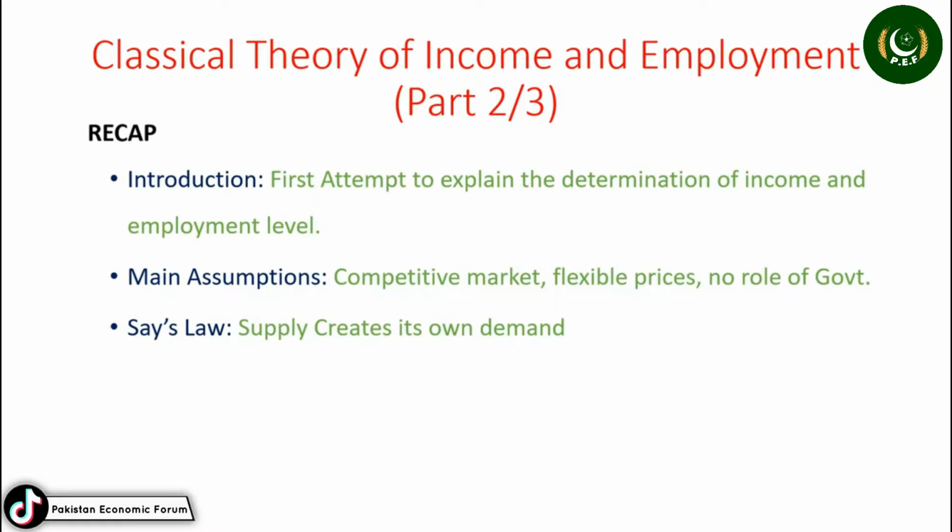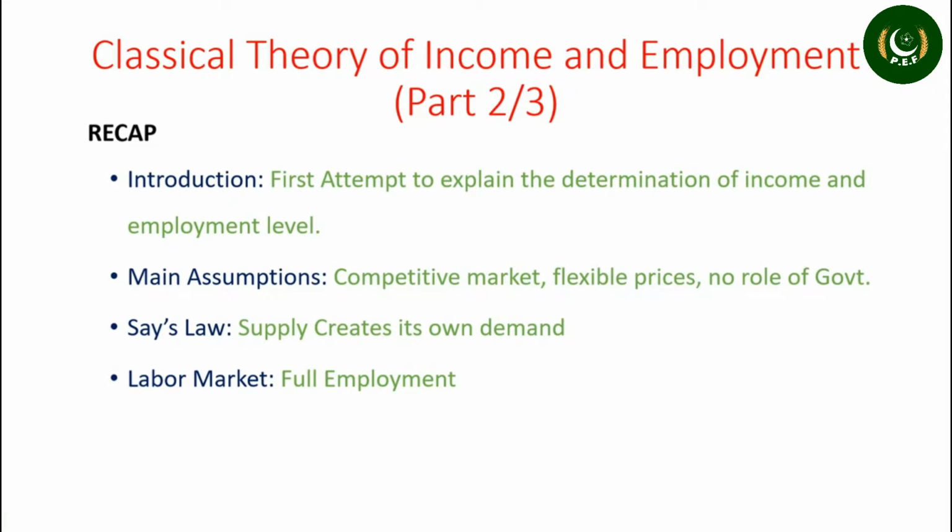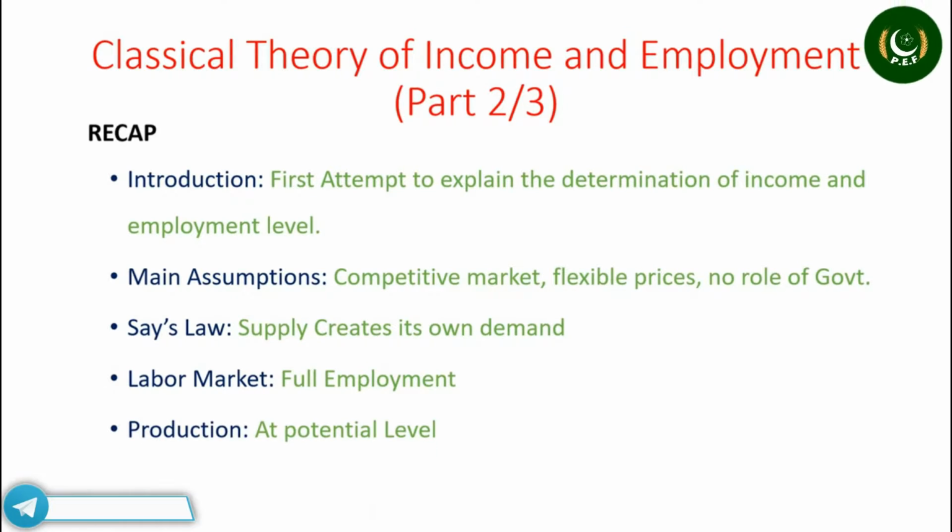One of the important laws of classical theory is Say's law, which states that supply creates its own demand. According to classical economists, labor demand and labor supply are respectively negatively and positively related with real wage rate, and the market, without the intervention of the government, reaches an equilibrium where there is no unemployment in the economy, and the economic production is always at full potential level.